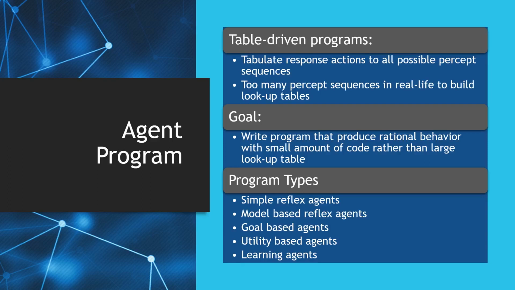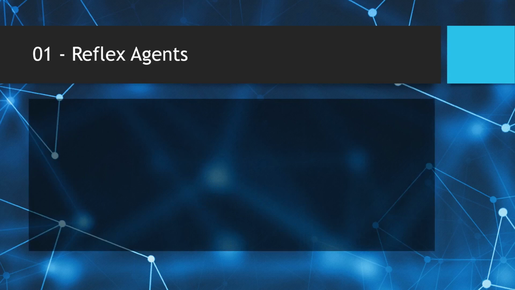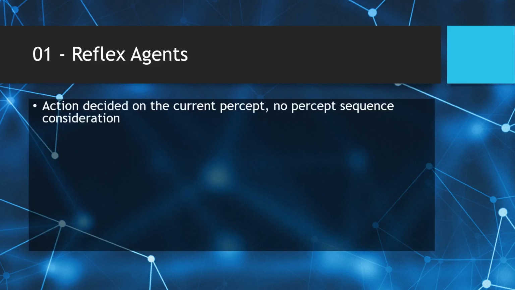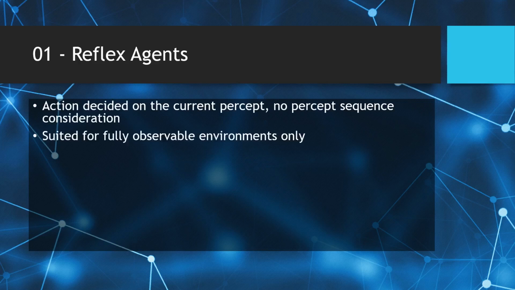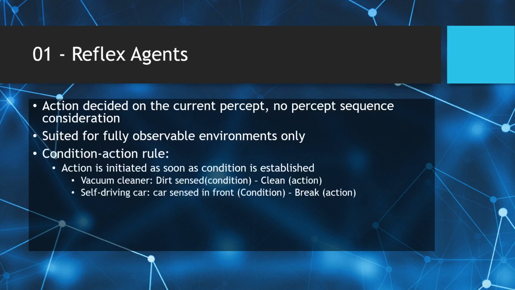Let's study them one by one, starting off with number 1, reflex agents. The simplest kind of agent is the simple reflex agent. These agents select actions on the basis of the current percept, ignoring the rest of the percept history. They are suited for fully observable environments only. Even a little bit of unobservability can cause serious trouble. But first, what exactly happens is that simple reflex agents are based on a condition-action rule. An action is initiated as soon as the condition is established.